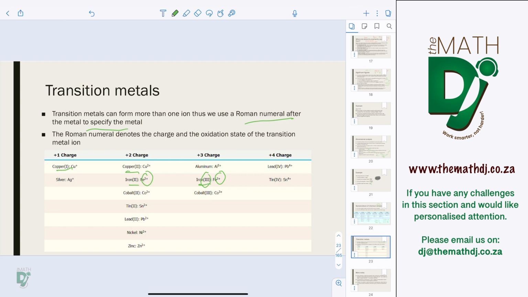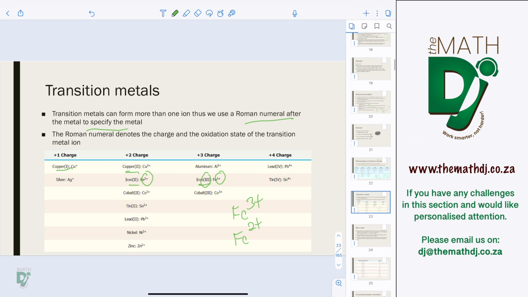If I say iron 3, it means I'm referring to the 3+ state. If I say iron 2, it means I'm referring to the 2+ state. So that's basically what you should know here.